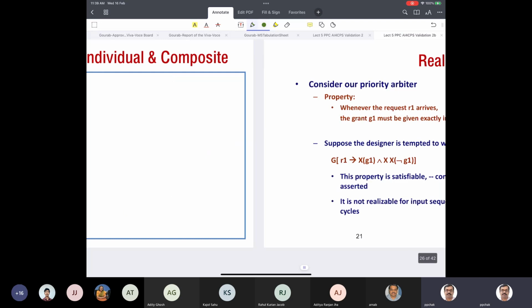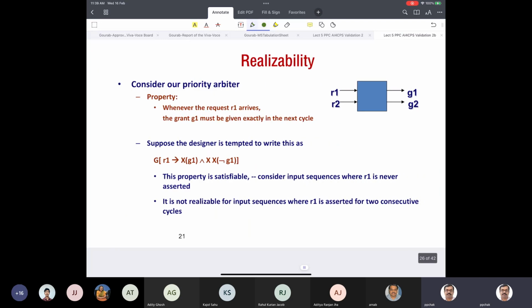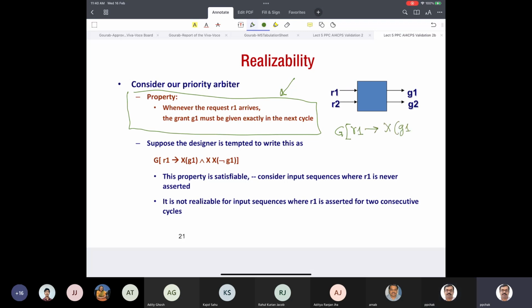In addition to this verification, there are several interesting things. We did that self-check a little while ago in the arbiter problem. Similar checks can be written in the sprinkler problem. Now, let us consider my property which says: whenever request R1 arrives, grant 1 must be given in the next cycle. And we had written it this way: globally, R1 implies X G1. This is fine.